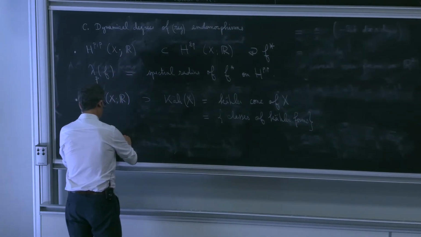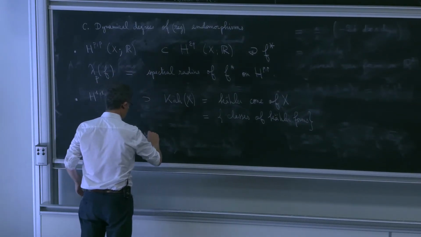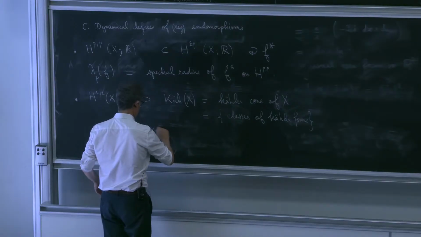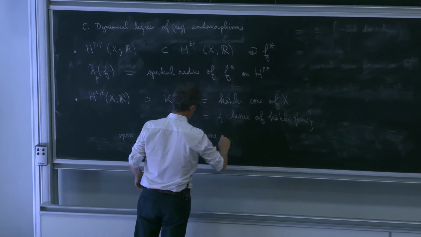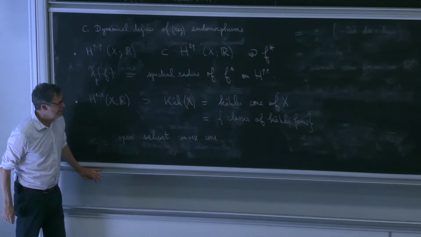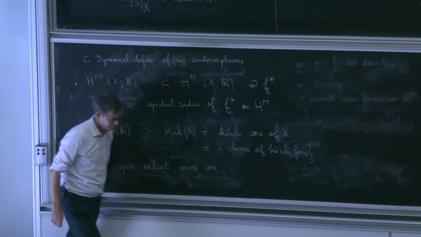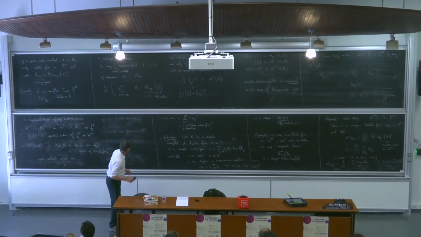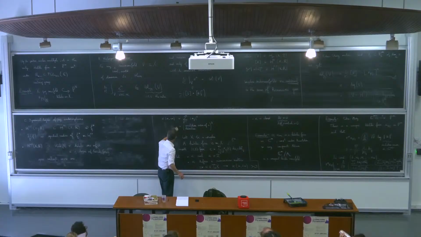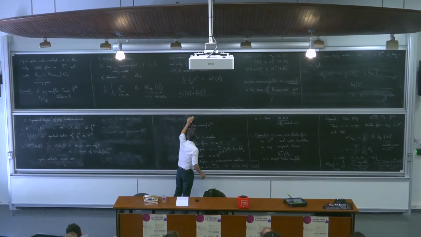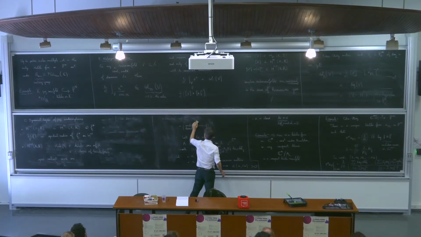Okay, so it's an open, salient, convex cone. And this cone, or more precisely, its closure, is invariant under the action of endomorphisms.